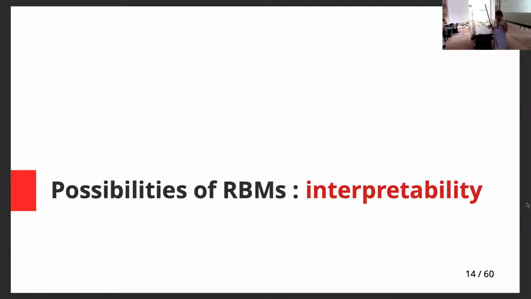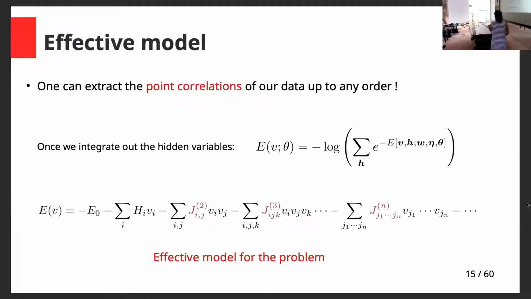Okay, so as I said, I'm going to talk a little bit, but just briefly, about the possibilities for interpretability of the RBMs. I don't have a lot of time to talk more, but the idea is that, for instance, in the model I was presenting before, if we now integrate out the latent variables, the hidden variables, we get an energy function for our data. And if we expand this, we see that it has interactions among all the bodies that we want.